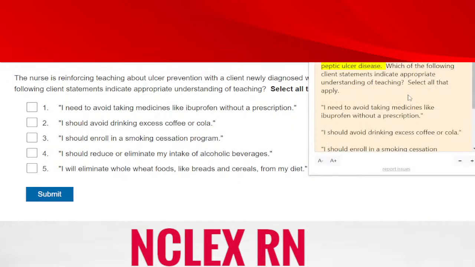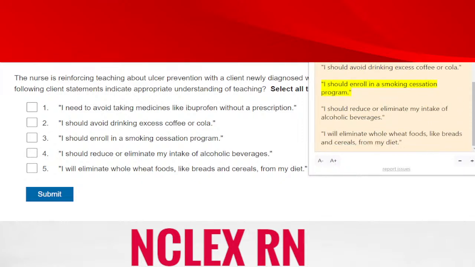The nurse is reinforcing teaching about ulcer prevention with a client newly diagnosed with peptic ulcer disease. Which of the following client statements indicate appropriate understanding of teaching? Select all that apply. I need to avoid taking medicines like ibuprofen without a prescription. I should avoid drinking excess coffee or cola.